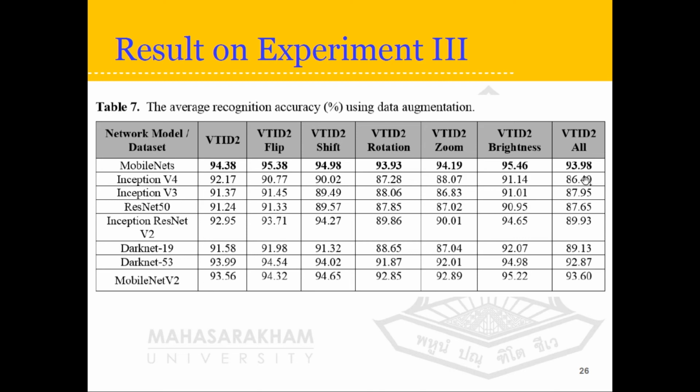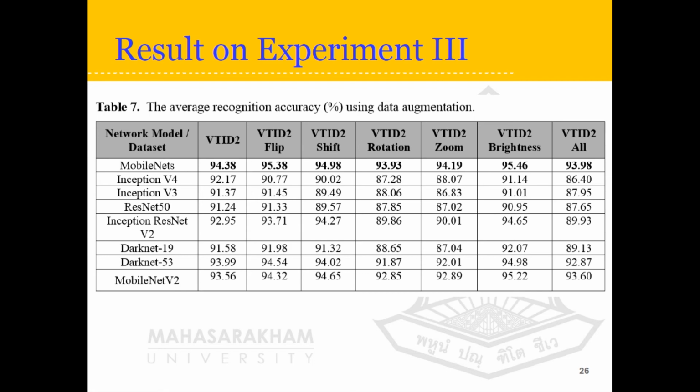The second and third most accurate models are MobileNet version 2 and Darknet 53. It might mean that our VTD dataset, a dataset with a small amount of data, less than 10,000 images, should be more suitable for a small size CNN model such as MobileNet, not for a full size CNN model such as Inception or the ResNet.